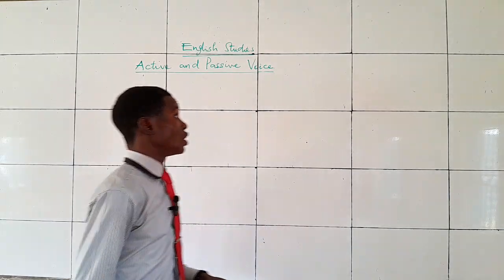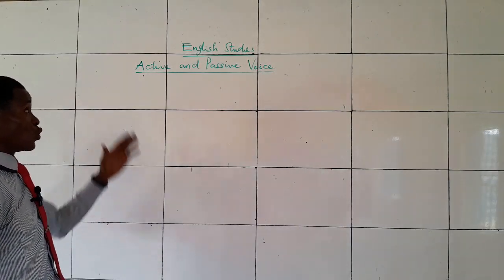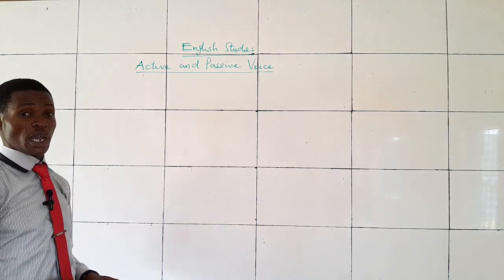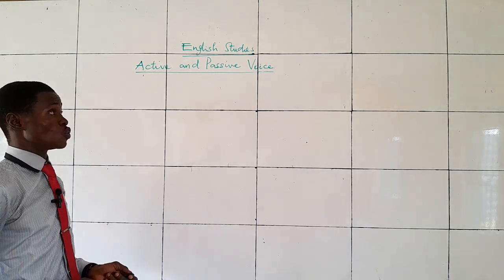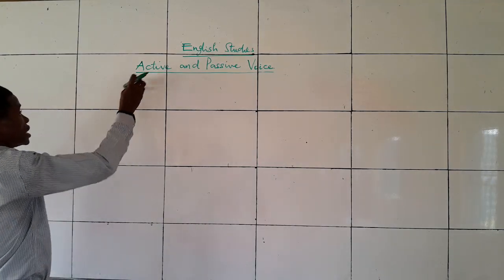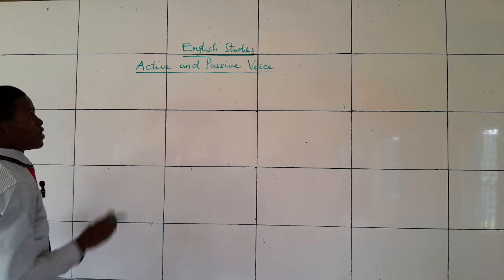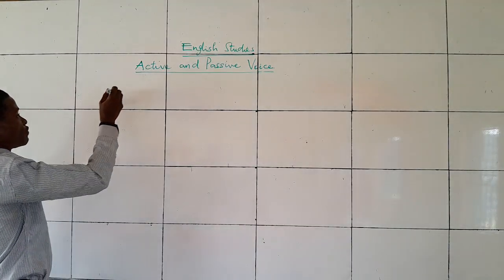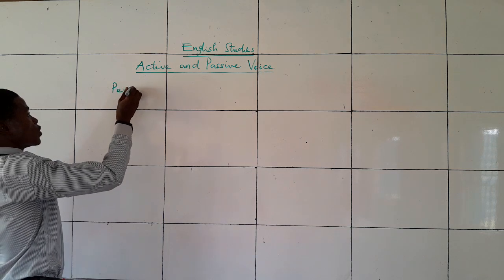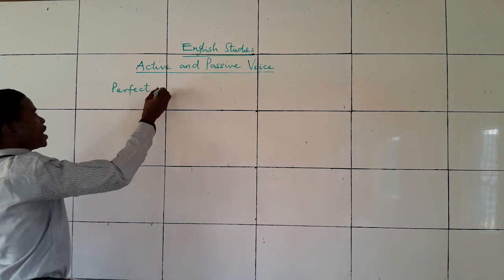This afternoon, we are going to continue with active and passive voice. This new episode of active and passive voice will feature conversion of sentences that are written in perfect tense to passive form. That will be the perfect tense we are going to deal with today.